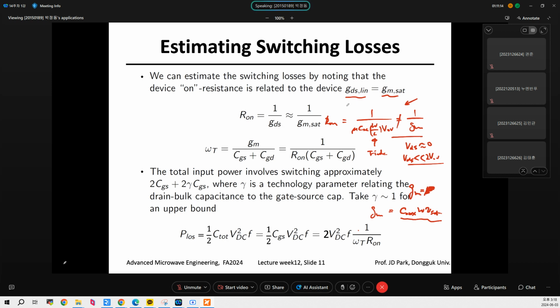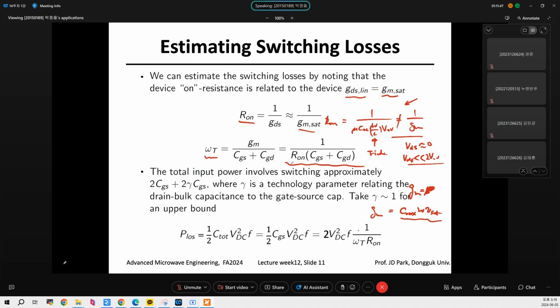So anyway, we just assume this is a long channel device operating in triode, and VDS is much, much smaller than 2 times the overdrive voltage. Okay. So in this case, R1 is just 1 over GM. So also you know omega t is GM over CGS plus CGD, which can be represented by this, which is exactly what?